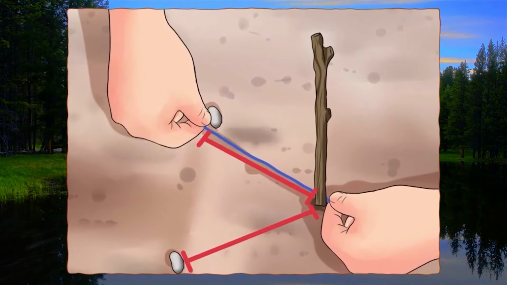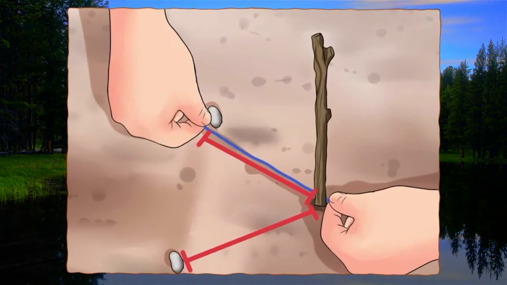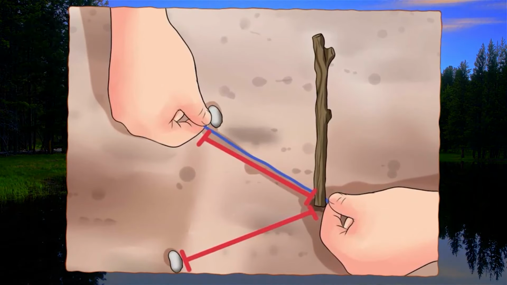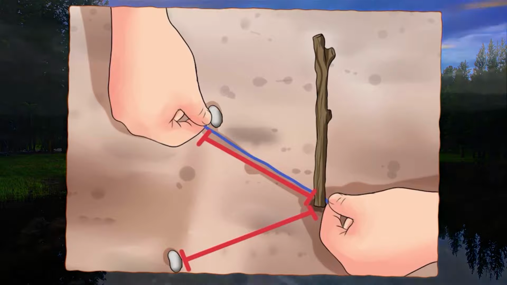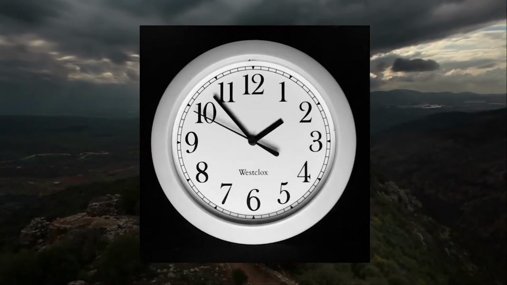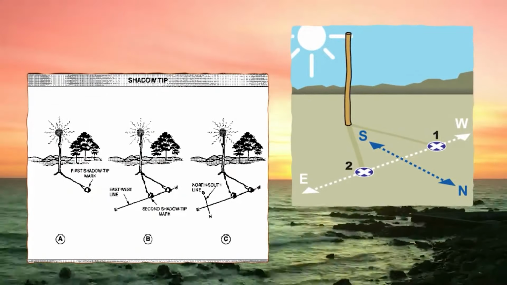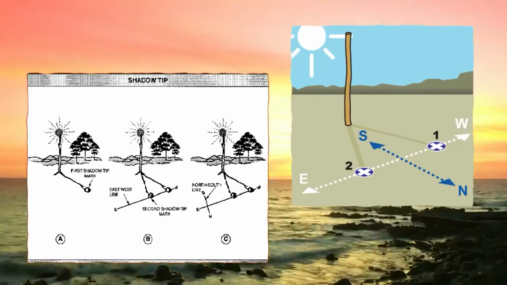Once the shadow has reached the exact length of the string or rope that you took the initial measurement with, then place a second marker or rock at the tip of the second shadow. This method can take a few hours for the most accurate reading. Draw a straight line from the first mark to the second mark, and this is your east-west line.